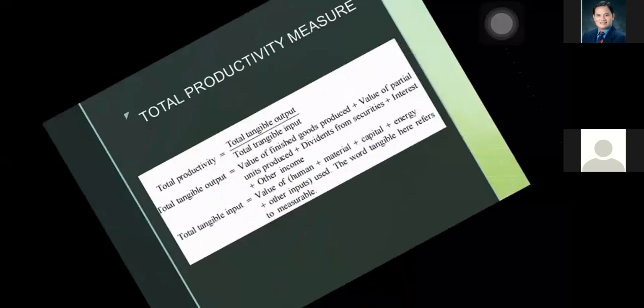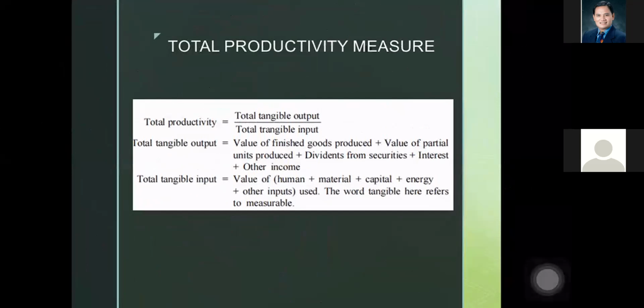Then total tangible output is computed as value of finished goods produced plus value of partial units produced plus dividends from securities plus interest plus other income. And last is total tangible input, which is computed as value of human plus material plus capital plus energy plus other input use. The word tangible here refers to measurable. So the best way to express them is in rupee values.